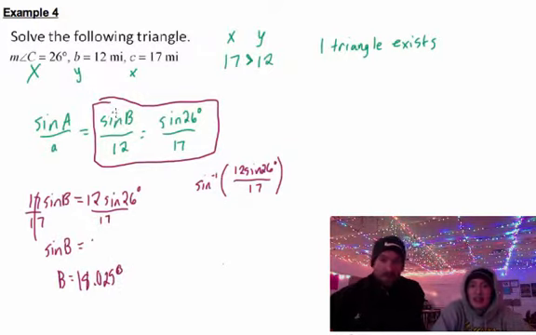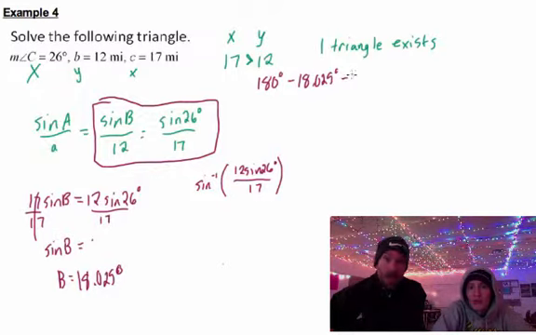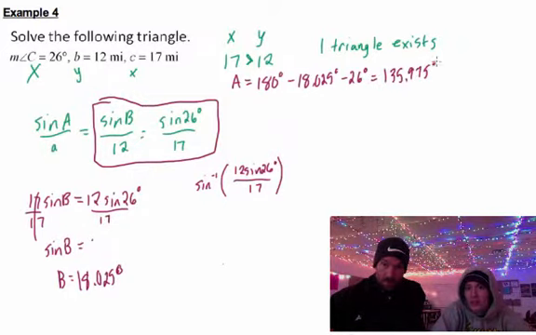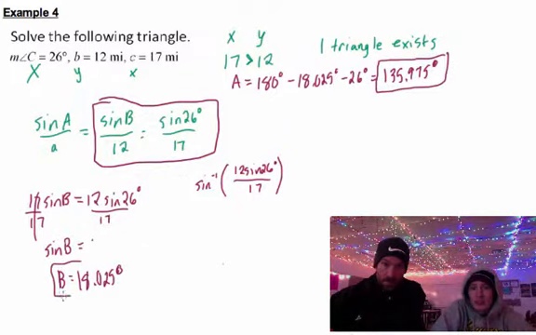And so then we can figure out what A is, because now it's 180 minus 26 minus what we just got. Angle A is 135.975. Well, that's quite a large angle. So angle A is 135.975, angle B is 18.025, and we know C already.